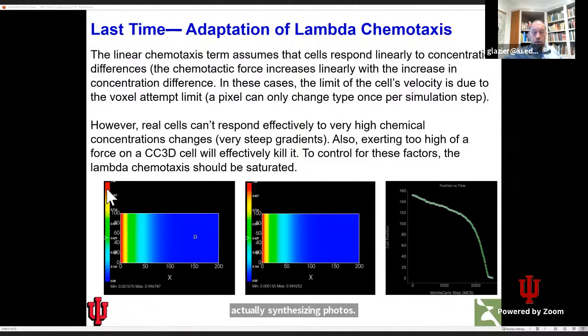And so the simplest way to do that with chemotaxis is to measure the concentration at the center of your cell and then divide the lambda chemo by that concentration. That way, if the chemical concentration is very large, lambda chemo goes down. If the chemical concentration is small, lambda chemo goes up.